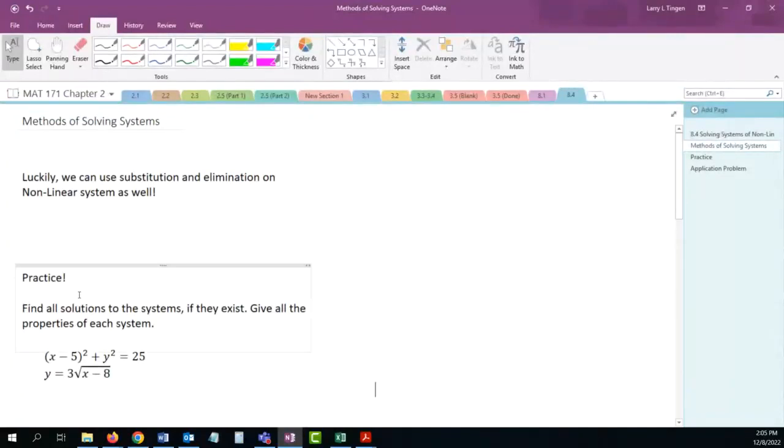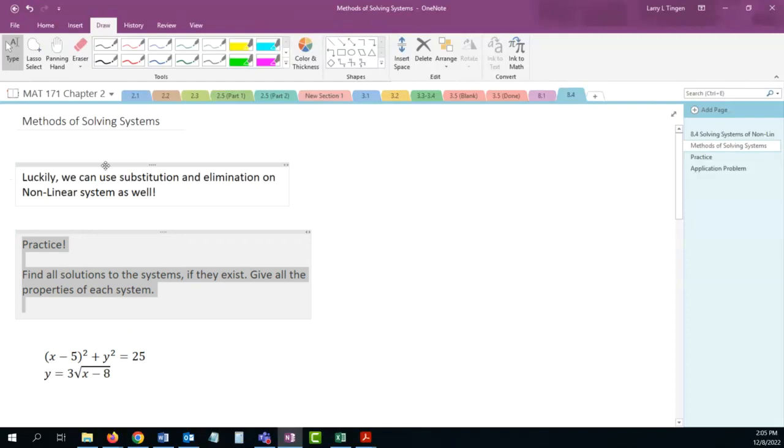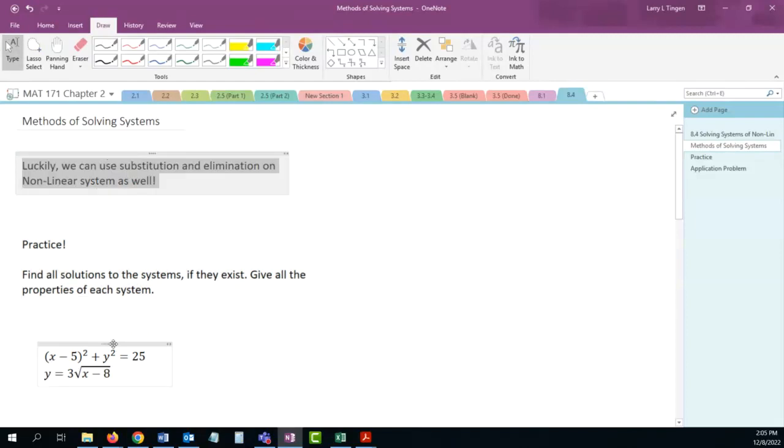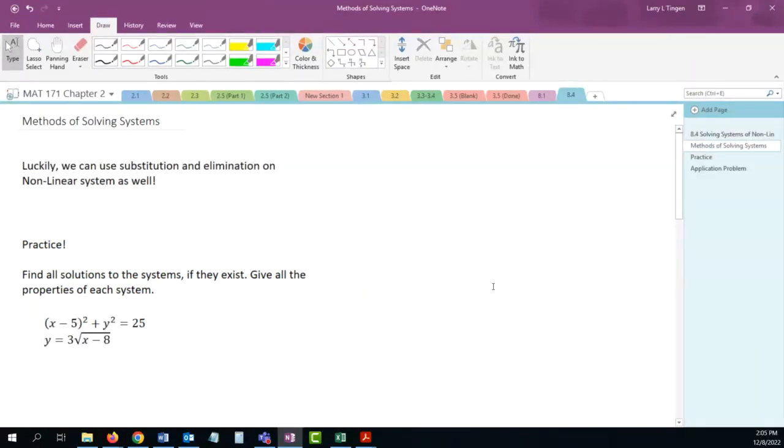All right. So what about if I want to do this algebraically? Well, it turns out all the rules we learned for linear systems carry over to nonlinear systems. So I can still use elimination and I can still use substitution. So if I want to find all of the solutions to this system, how would I do it?